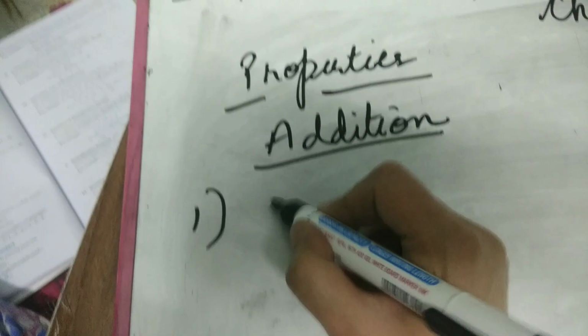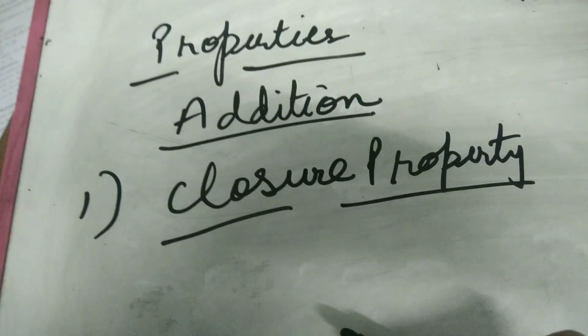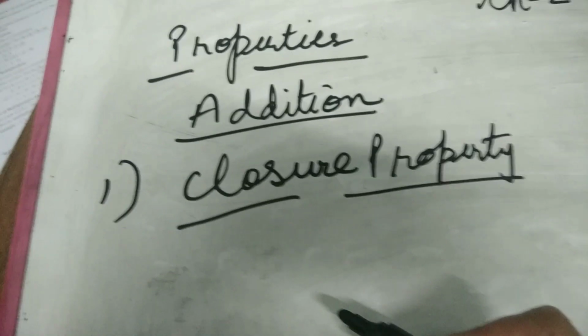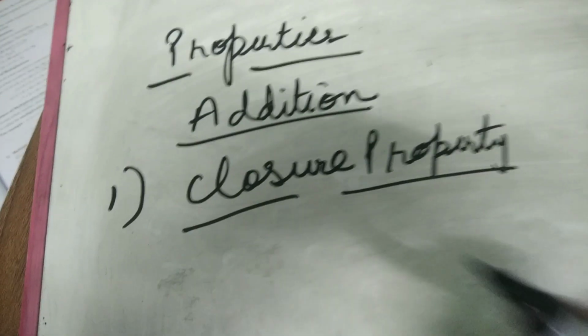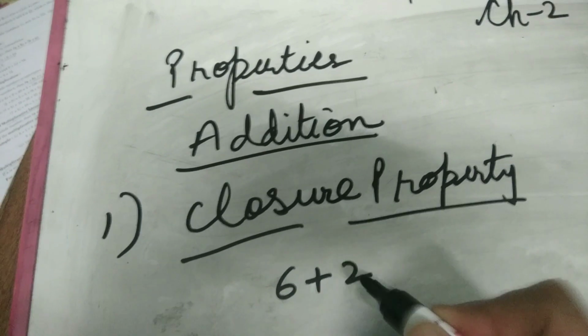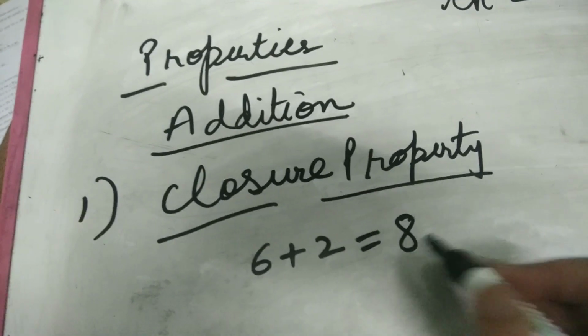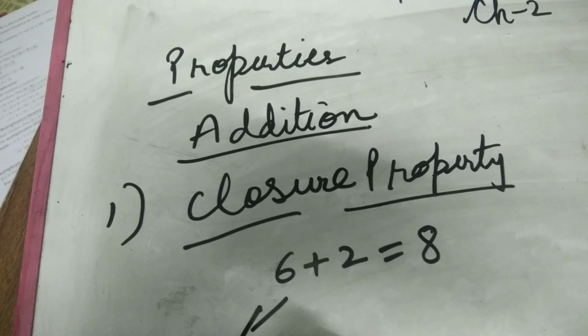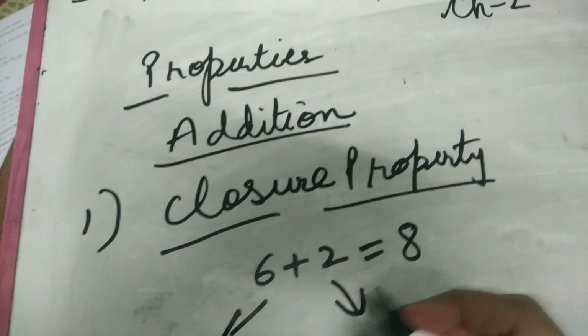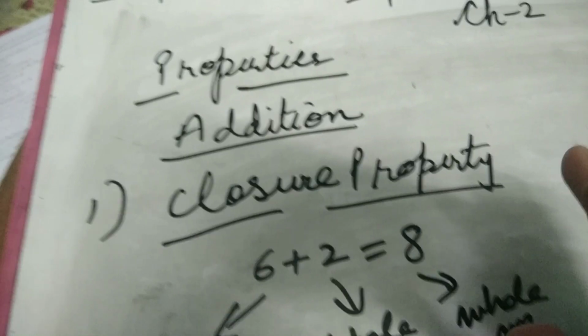First of all, we have the closure property. The closure property says the sum of any two whole numbers is always a whole number. For example, I take 6 and 2. 6 is a whole number, 2 is a whole number, and what I get after adding them is 8. This is also a whole number. So this is what it says in the closure property.